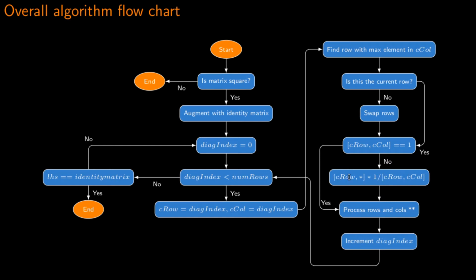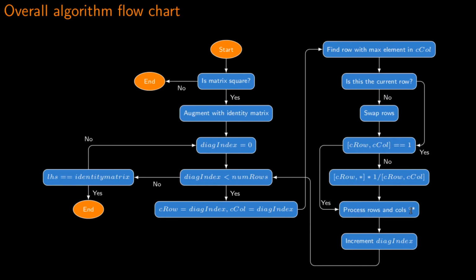So we take all of the elements in C row, so that's C row comma star, all of the elements in C row multiplied by 1 over the element at C row, C col. Okay, so that is going to make the element at C row, C col equal to 1, and it's going to do other things obviously to all of the other elements in that row. Now once we've done that, we then go to here, or in the case that this element is already 1, then we come back to here.